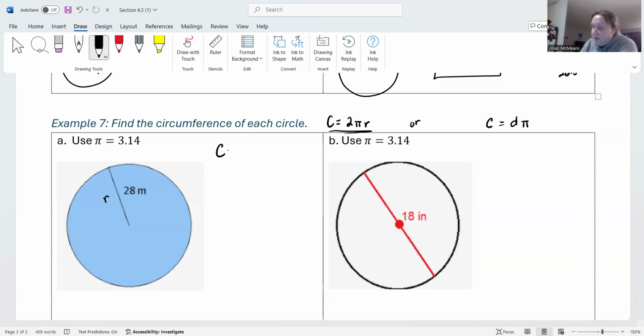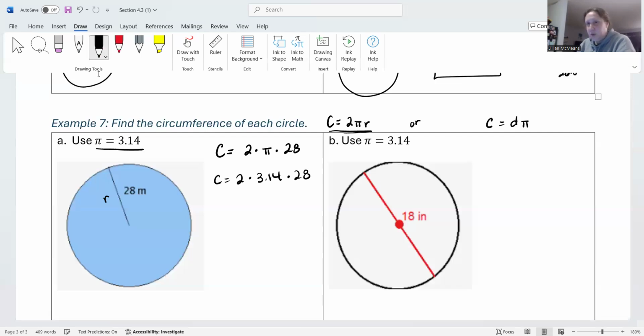So I would say the circumference is 2 times pi times the radius, which we know is 28. We were told to use 3.14 for pi. And remember, I've shown you that we have 3 kind of different estimates for pi. Use the one you're asked to use, otherwise your answer might be slightly off. So I really want 2 times 3.14 times 28.